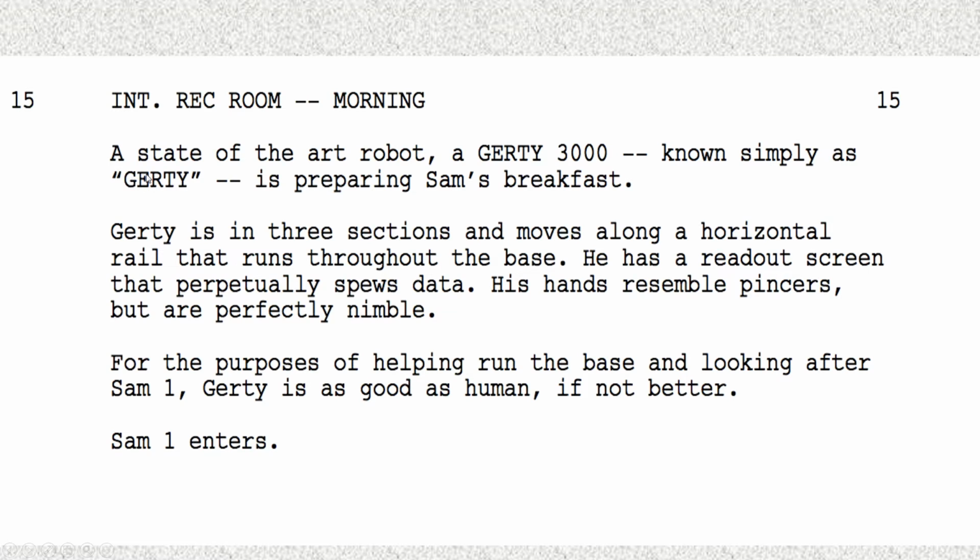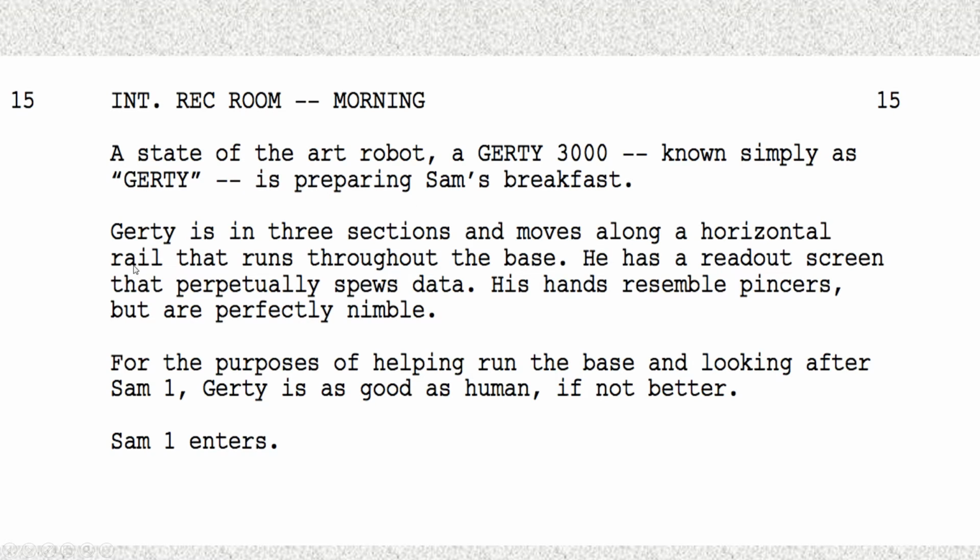So if you look up here, we'll notice it's describing, the setting has already been kind of set in an earlier scene where they described the setting, but you notice up here it is describing the Gertie 3000. First time Gertie has been introduced. A state-of-the-art robot, a Gertie 3000, known simply as Gertie. There we're introducing the character name. As the character speaks later on, we're going to refer to the robot as Gertie, because Gertie speaks. Gertie has dialogue.